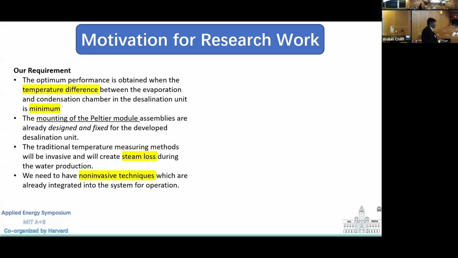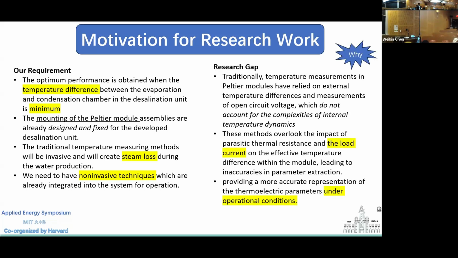But when I was designing my setup, I forgot to include the measurement part for the surface temperature. Because the Peltier module is mounted and fixed, if I go for another measurement, like inserting another wire, I get a heat loss. Therefore, I need a non-invasive technique that is already integrated in the system, and I need to measure from that. So I started looking for a way to use the Peltier module as a heat pump and also as a temperature sensing element.